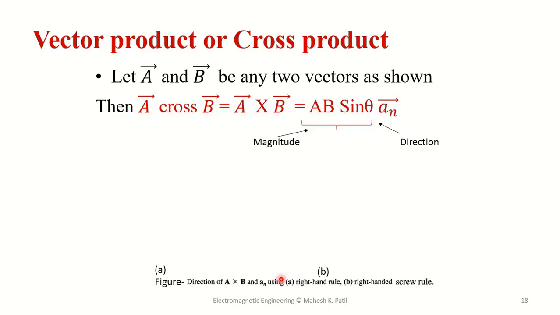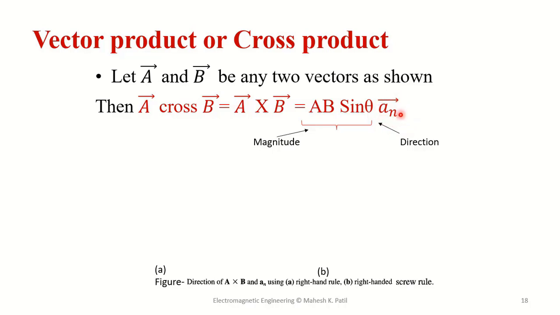Now we'll see the next vector multiplication, that is the vector product, also called the cross product. Consider a bar and b bar to be any two vectors, then a bar cross b bar has magnitude given by a b sin theta, that is the magnitude part, and its direction is along a n bar. So this a n bar indicates the direction of the cross product.